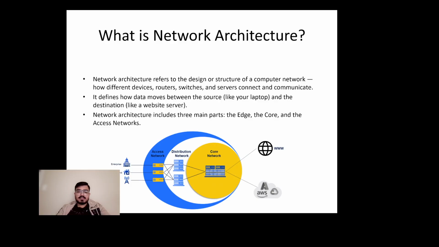So it defines how data moves between the senders, like your phone, and the receivers, like a website. It also ensures that communication is fast, reliable, and organized, just like city traffic rules make sure cars move safely and efficiently. So the internet structure has three main parts: the edge, the core, and access networks. We will explore all three one by one.